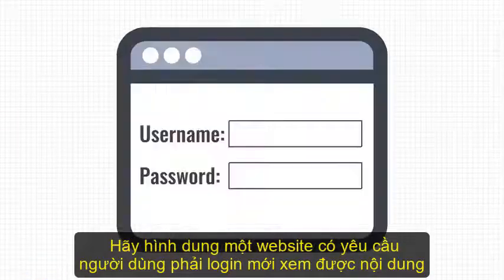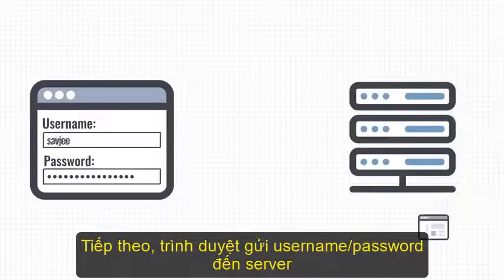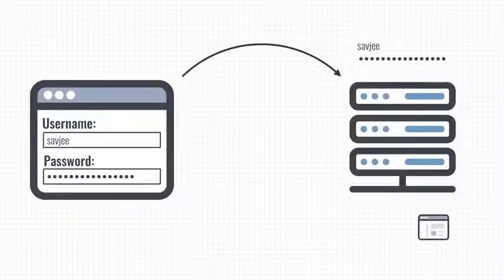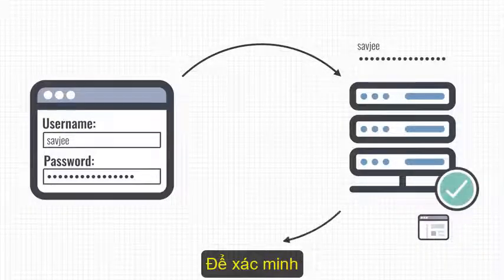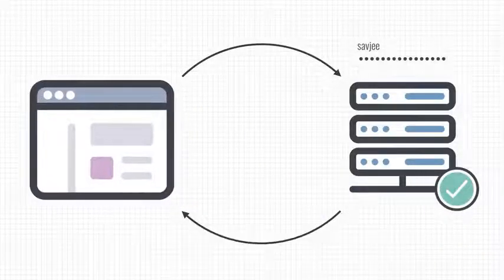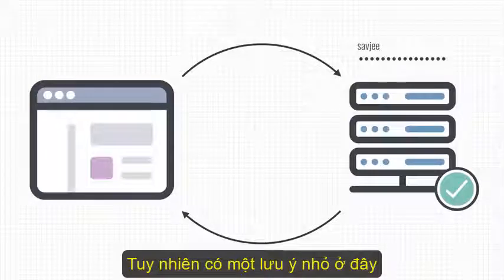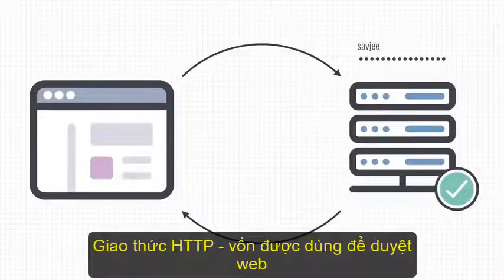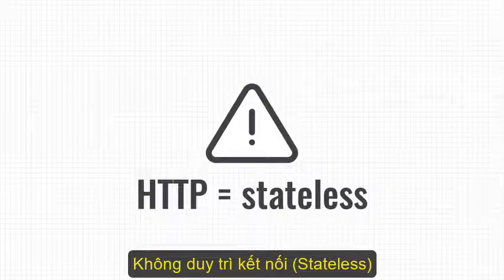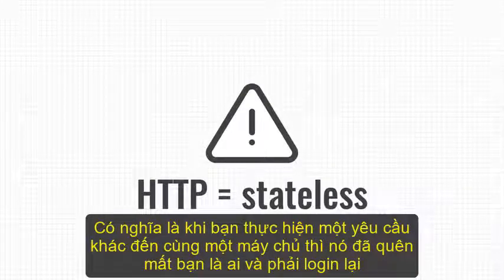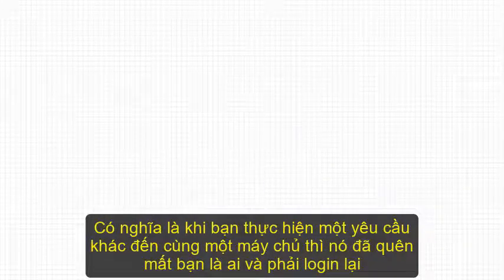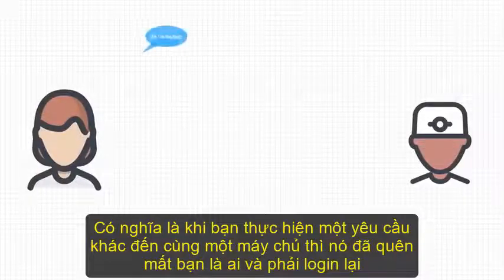Let's imagine we have a website that requires people to log in to see the contents of the site. When you log in, your browser sends your username and password to the server, who verifies them and, if everything checks out, sends you the requested content. However, there is a small caveat. The HTTP protocol, which is what we use to browse the internet, is stateless. And that means that when you make another request to the same server, it has forgotten who you are and will ask you to log in again.